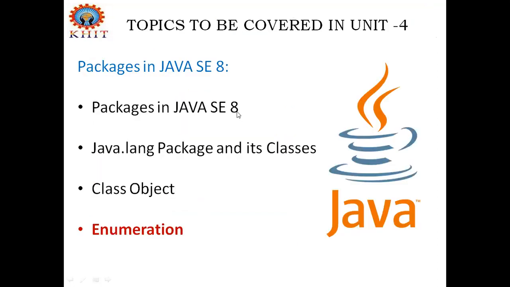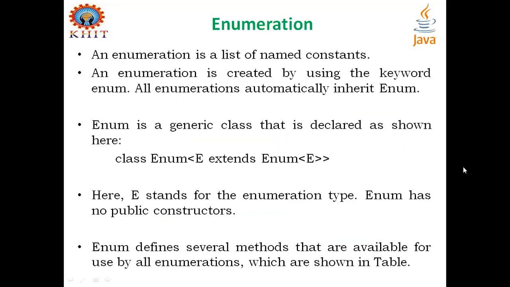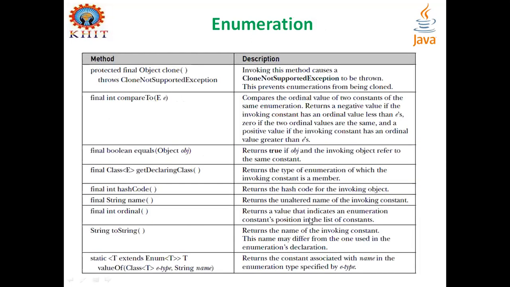Right? And an enumeration is a list of named constants, created by using the keyword enum, and it is a generic class. And this is the general form of creation of an enumeration. It also defines several methods that are used by all enumerations. And these are some of the methods defined by the Enum class.